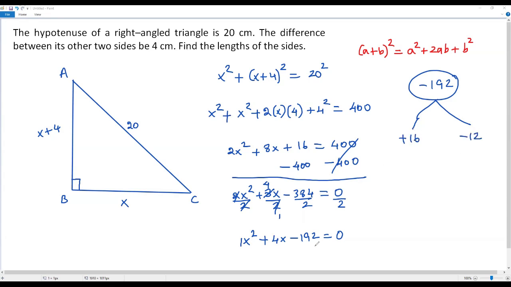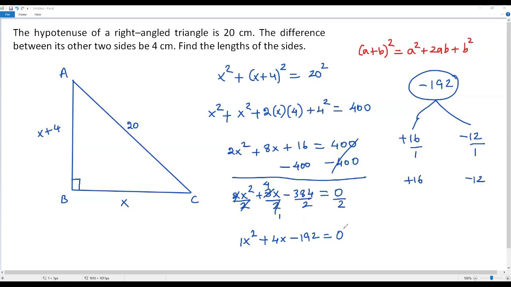In case you find it difficult to solve this quadratic equation by factoring, you can solve it by using the quadratic formula. So when I multiply this positive 16 and negative 12, I am getting negative 192, and also when I add them, positive 16 and negative 12, I am getting positive 4, which is the coefficient of x over here. Further, I have to divide both these factors by the coefficient of x square, that is 1. So even when I divide them by 1, I'm still getting positive 16 and negative 12.